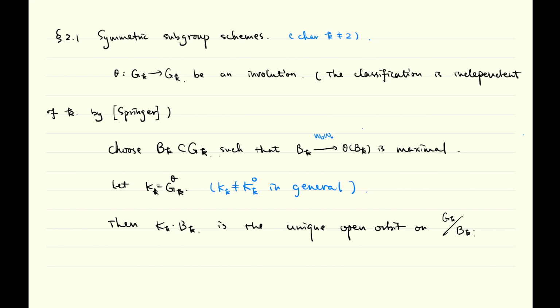And the choice of my Borel, basically what I want is K times B to be the unique open orbit on the flag variety. So in other words, I want them to be transversal to each other. This in general doesn't really matter, but the situation is when you do quantization to quantum group, you don't have the flexibility to change the Borel. You have to fix the Borel. So that's where we have to fix the Borel to start with. Okay.